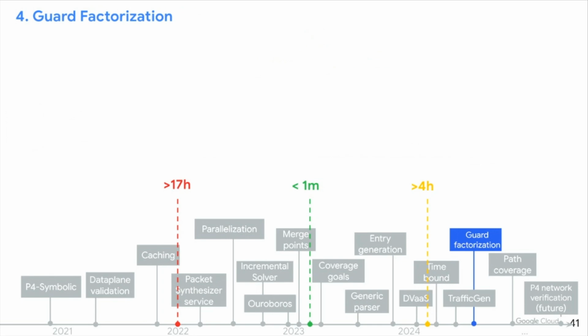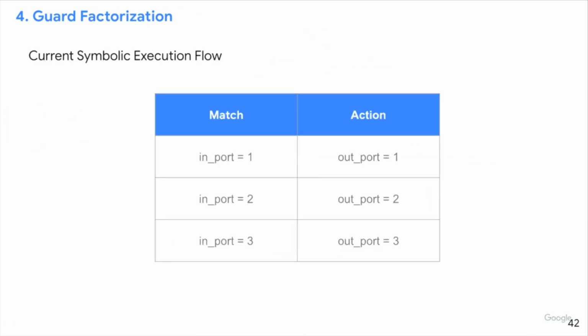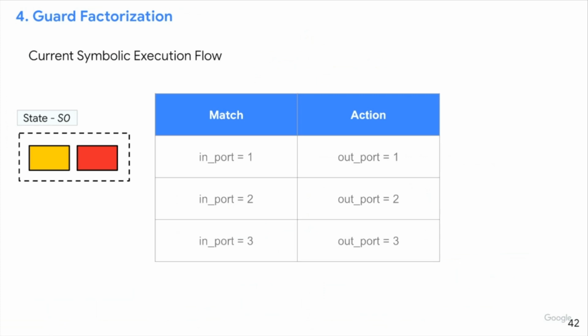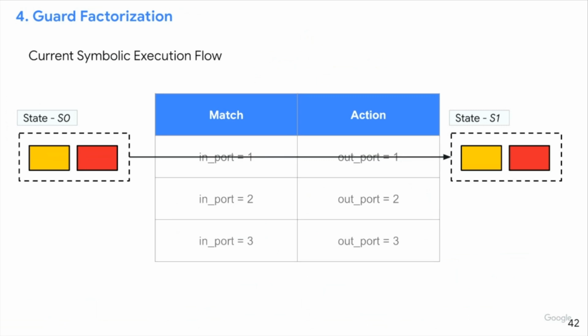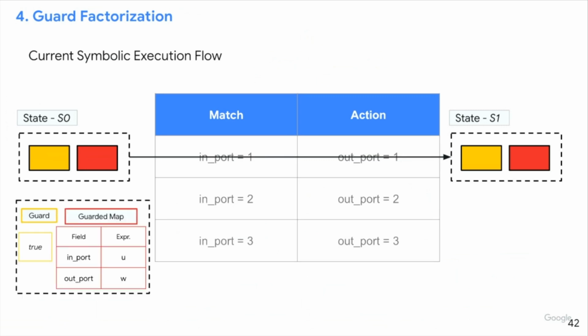So the next thing that we tried is called guard factorization. Okay, let's take this example where you have a sample table of 3 entries. You have the state S0, that's before you start visiting this table. So S0 comprises a guard and a guarded map. After you have evaluated this particular entry, the state changes to S1.